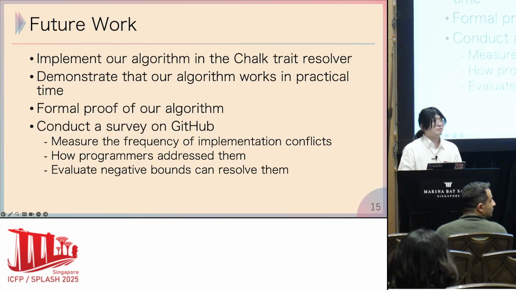Thank you for your talk. I have a question. You try to resolve the trait error by adding a negative bound, right? So what do you think about the approach of choosing which trait to use for the function?